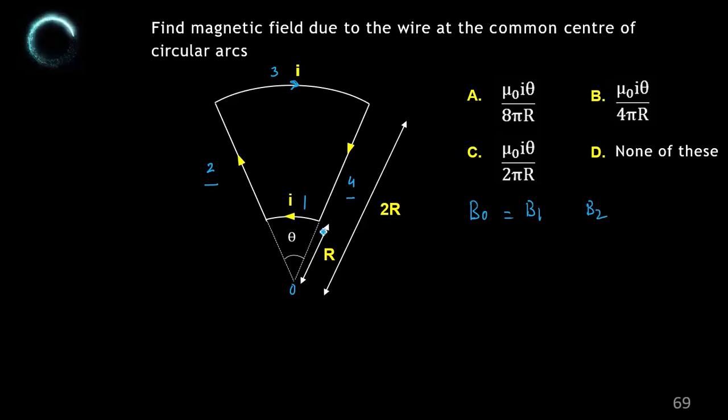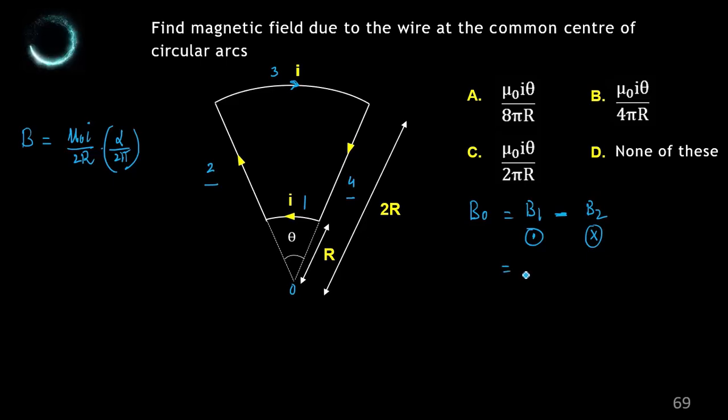Now check the sign. For B1, it should be dot, and for B2, it should be cross. That means in between, it should be a minus sign. If I take dot as positive, B2 should be negative. So ultimately, your answer will be B1 minus B2. Now, the general formula for B for any angle alpha is mu naught I by 2R into alpha by 2 pi. Here alpha is theta.